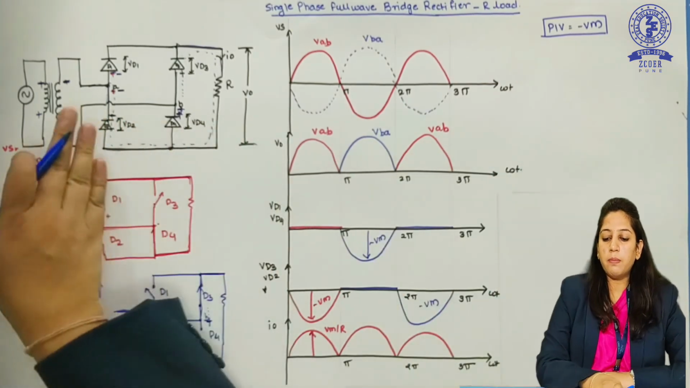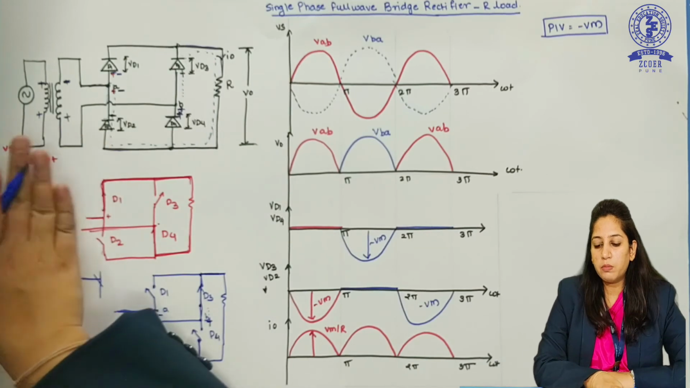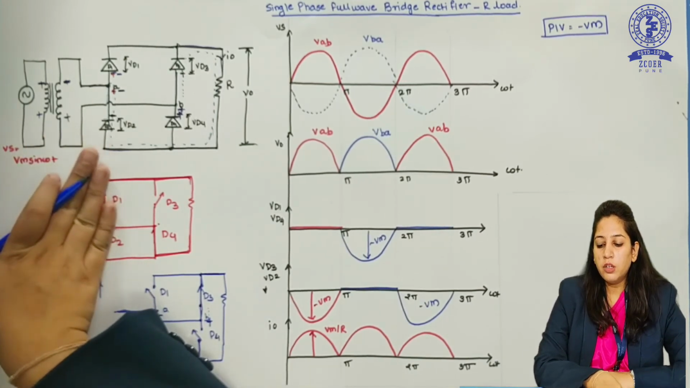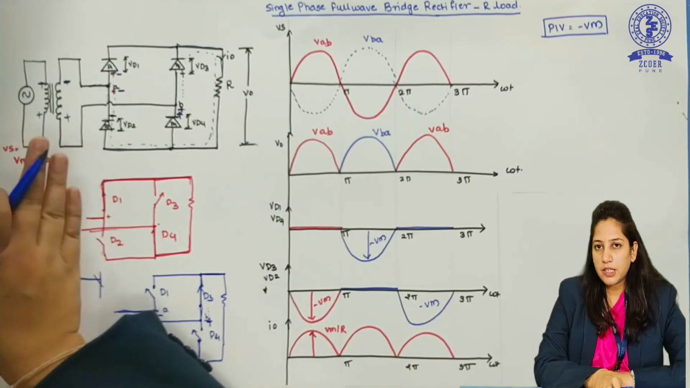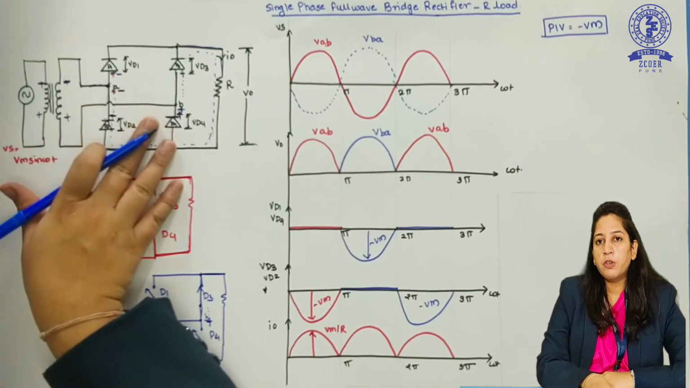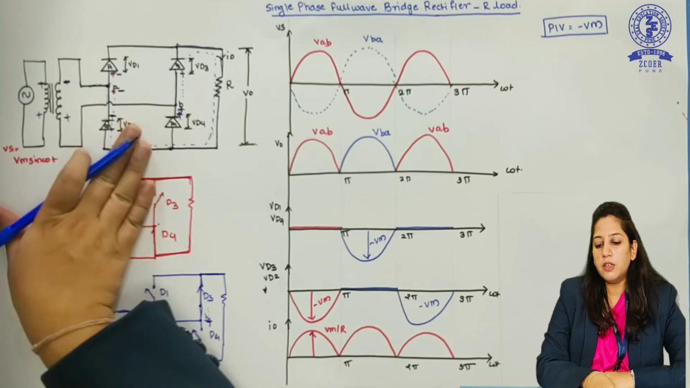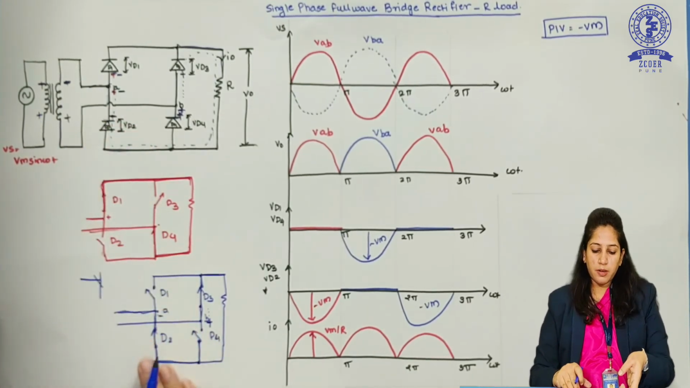If we compare this bridge rectifier with center tap, then the bridge rectifier will be more effective. Actually it will give the same output, but if voltage across the diode is more, then the diode will deteriorate very fast. So the life of the diode will be longer in this bridge rectifier. Now we will see the performance parameters.